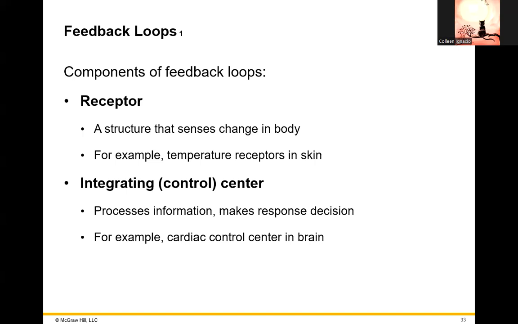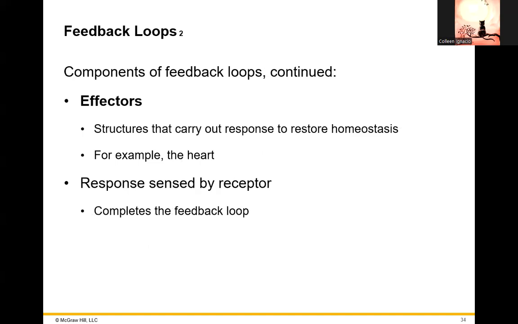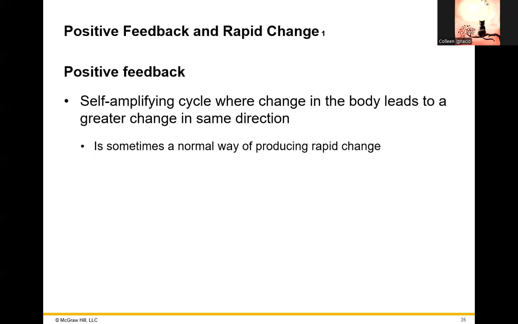Okay, now this example is talking about the cardiac control center of the brain that told the heart, okay, you have to increase your beating so we can restore normal blood pressure. Now the effectors, they carry out the response, so they affect things, and they help to restore homeostasis, and the heart is an effector in the example that we used. Now, the response that's sensed by the receptor, that actually completes the feedback loop. Okay, now positive feedback. This is an example that we see, but not as frequently.